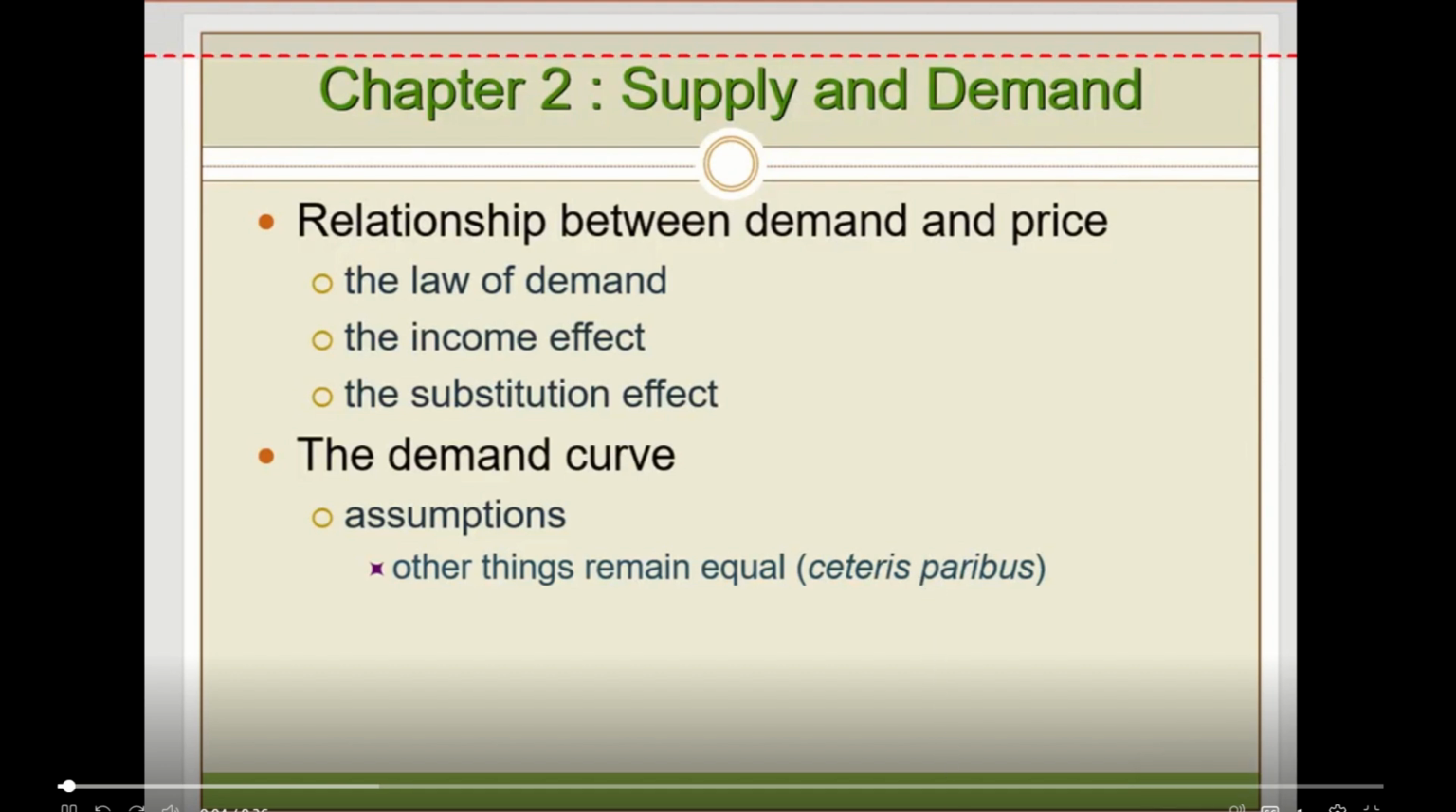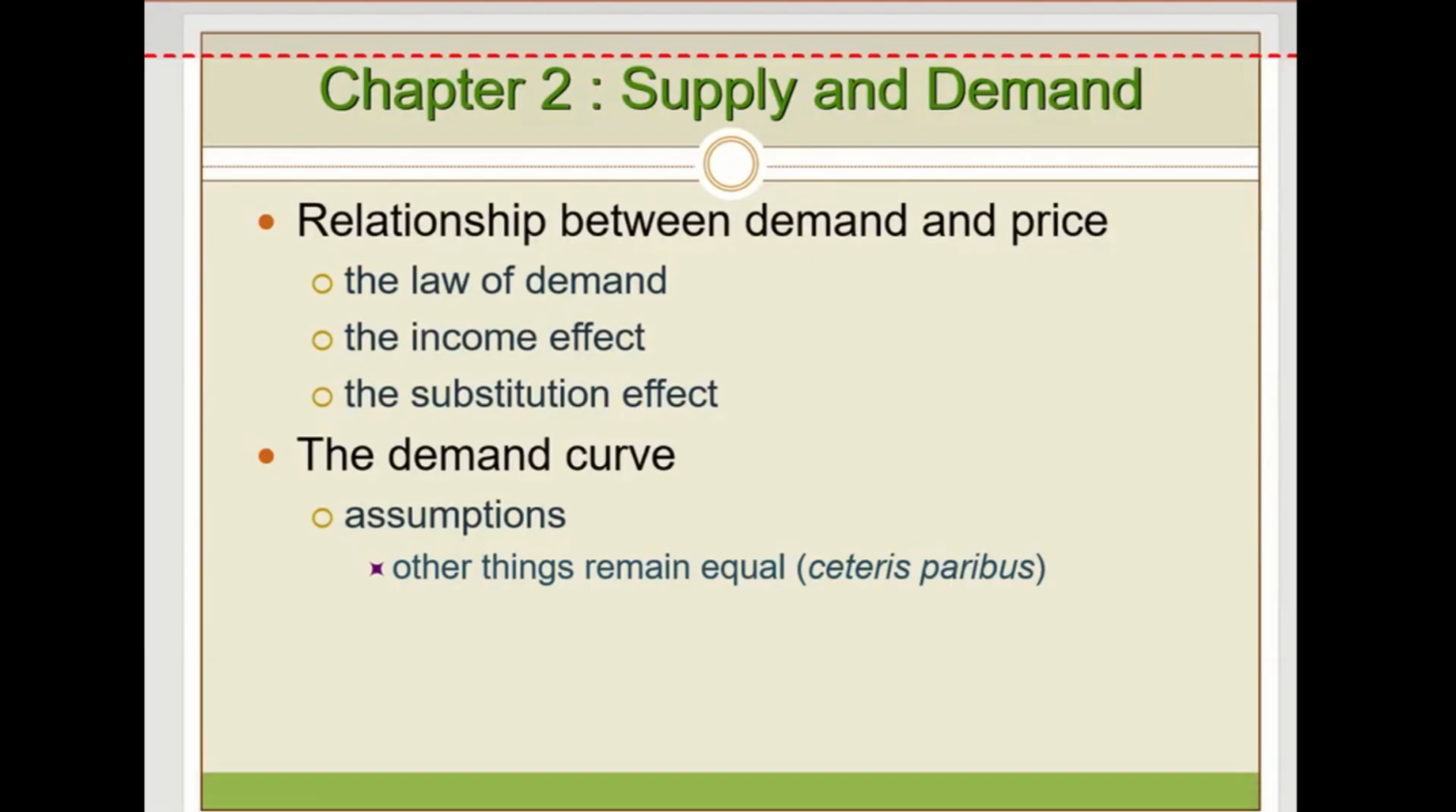Examine the relationship between supply and demand. The relationship between demand and price is known as the law of demand. And the law of demand can be explained by the income effect and the substitution effect.